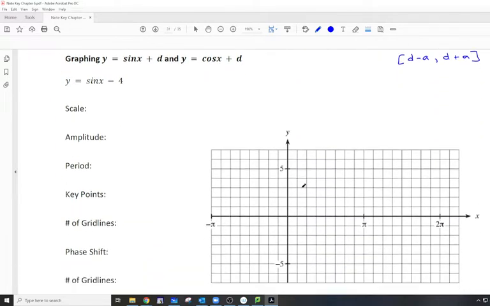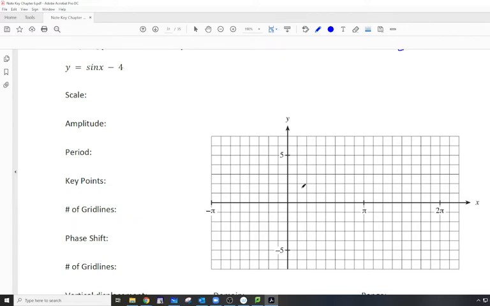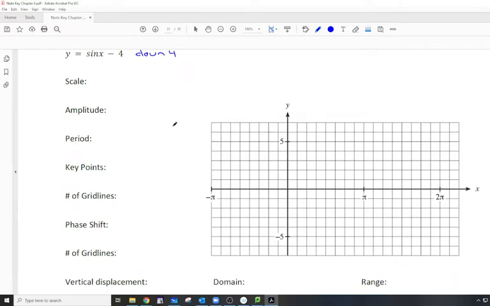All right, so now let's look at graphing that transformation. So we're going to graph y equals sine x minus 4. We know that this minus 4 is going to move my entire graph down 4. Now, let's fill out all this stuff before we actually graph it. Scale. What did we use? 1, 2, 3, 4, 5, 6, 7, 8. So the scale of this graph is pi by 8.